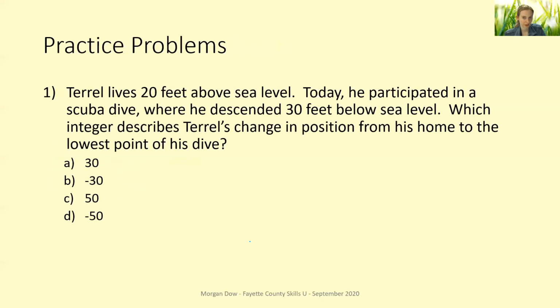All right. So we're going to wrap up our lesson today by doing some practice word problems. So this is where we're seeing positive and negative numbers at work in some more everyday situations.